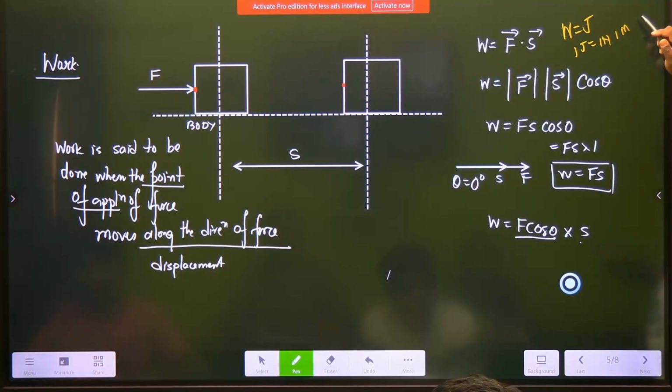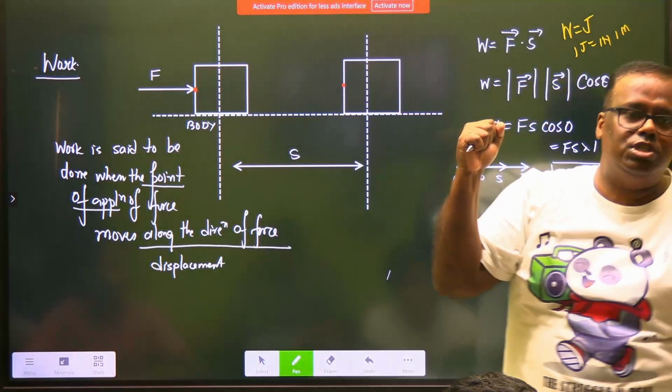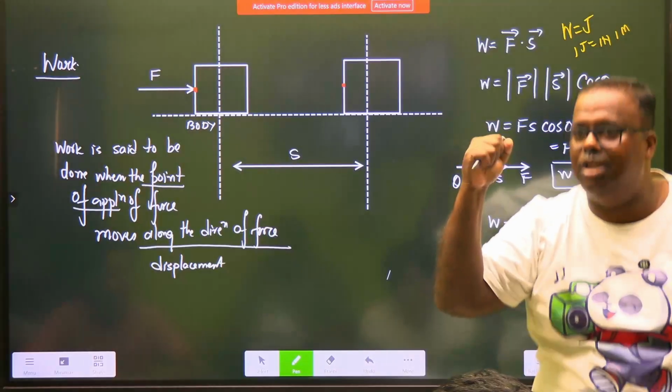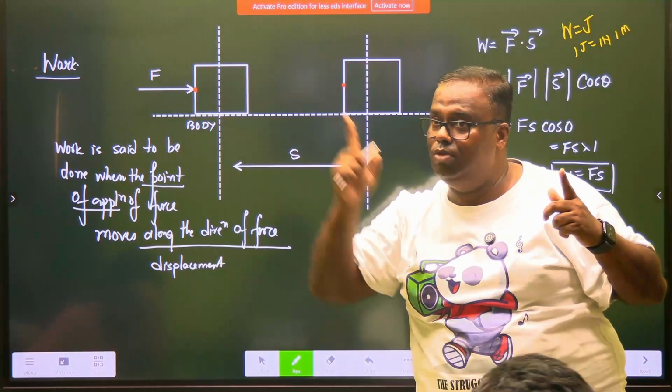If it is not clear, resolve the force. There must be some hidden component. A paratrooper is gliding in this manner. Force here, but the paratrooper is going in this direction. Is there work? There is work. You have to resolve the forces.